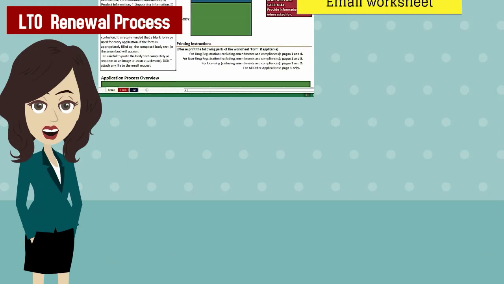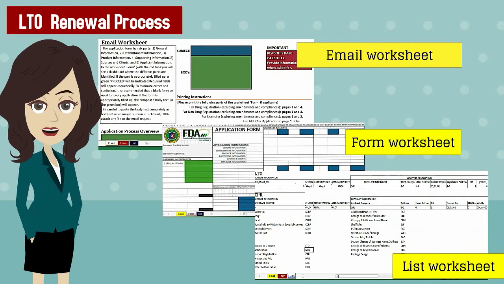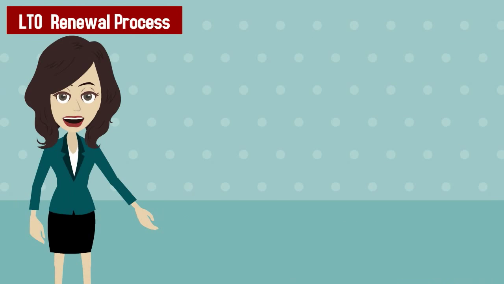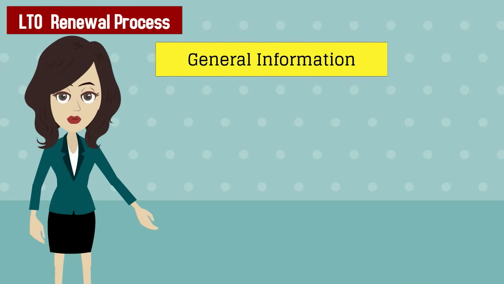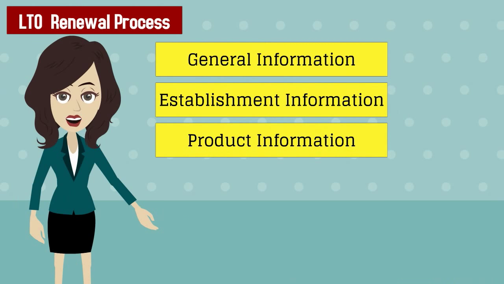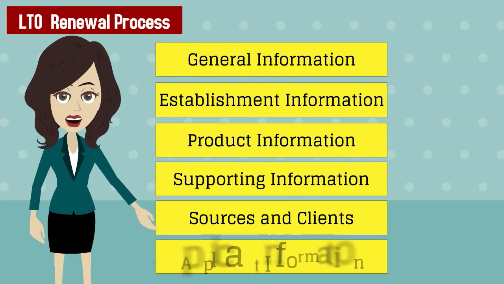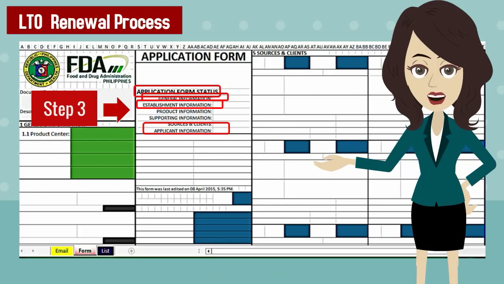This form contains 3 worksheets: 1. Email worksheet, 2. Form worksheet, and 3. List worksheet. For the form worksheet, it has 6 parts: general information, establishment information, product information, supporting information, sources and clients, and applicant information. Step 3 is to fill up the application information under the following: 1. General information, 2. Establishment information, and 3.